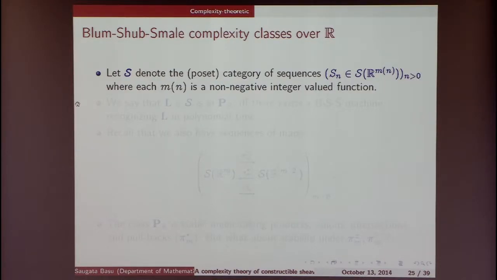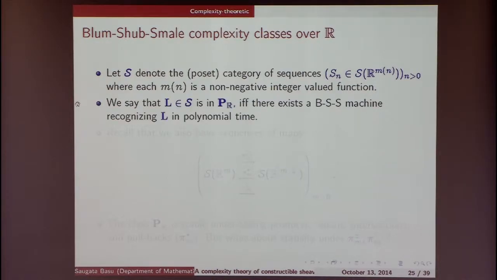Okay. So of course, here in the Blum-Shub-Smale setting, a language is a sequence of subsets of R^{m_n}. So I will introduce a notation. I'll call S the category of sequences, where m_n is some non-negative function. And now we say that such a sequence is in PR in the BSS sense if there exists a BSS machine which recognizes this sequence in polynomially many steps.